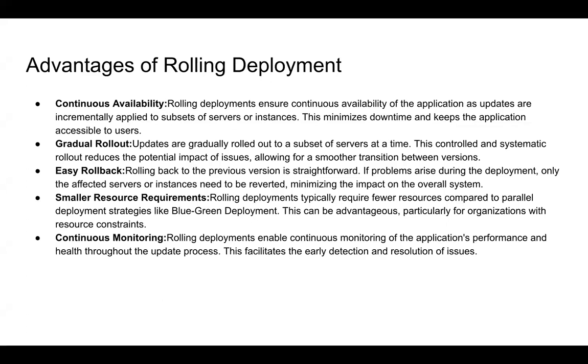Gradual rollout. Updates are gradually rolled out to a subset of servers at a time. This controlled and systematic rollout reduces potential impact of issues, allowing for a smoother transition between versions.